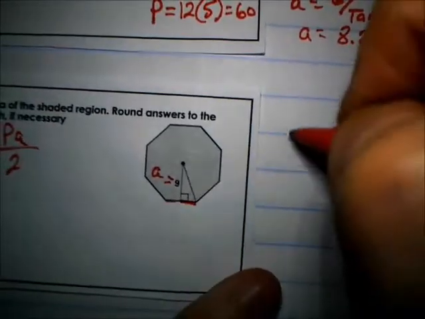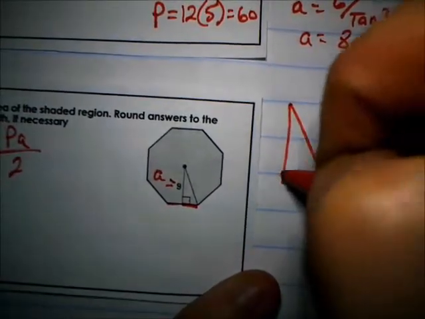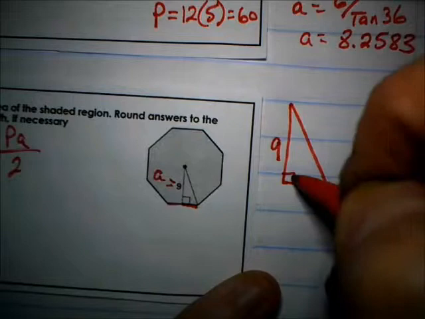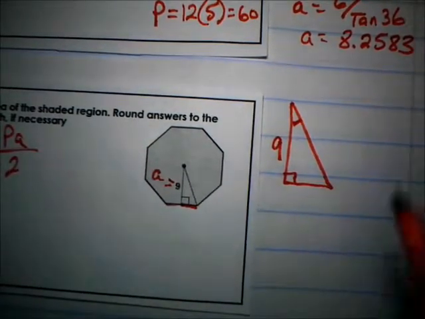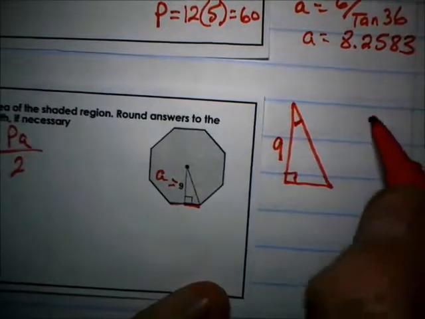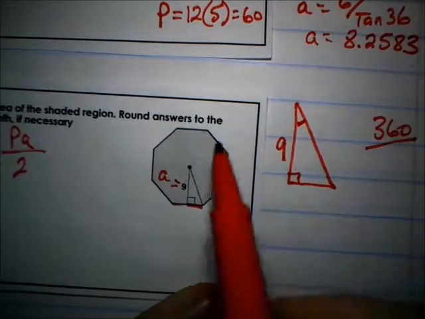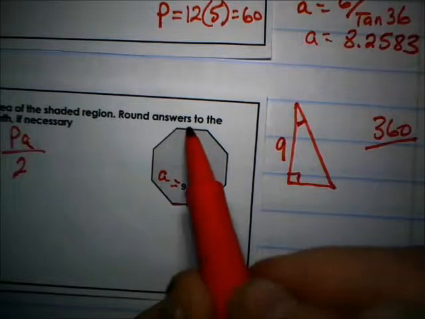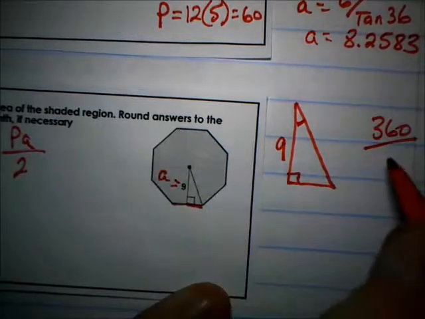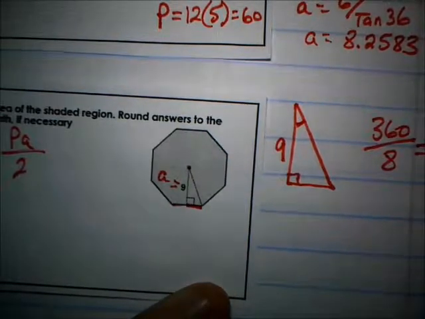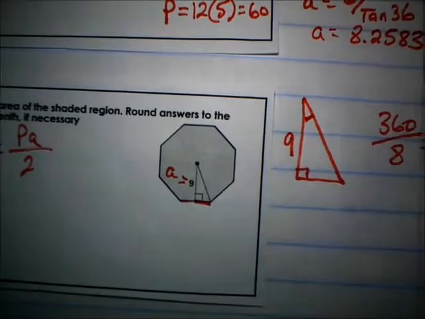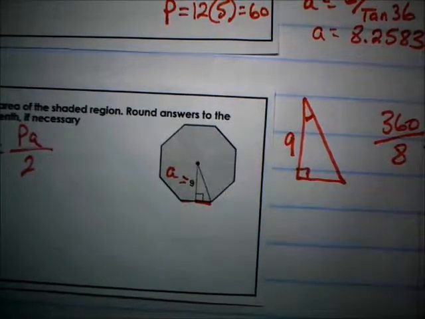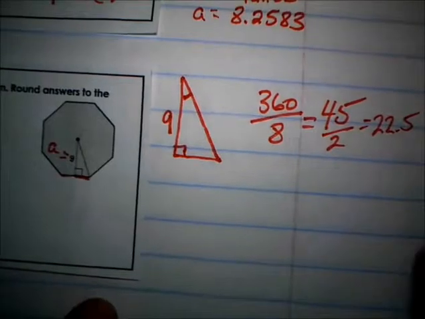So if I look at that triangle a little bigger, I need to find that top angle, and the only way to find that top angle is to start by doing 360 divided by the number of sides, which this is a 1, 2, 3, 4, 5, 6, 7. This is an 8-sided shape, so that means that is a 45-degree angle. And then I have to divide it by 2, which means this is 22.5.